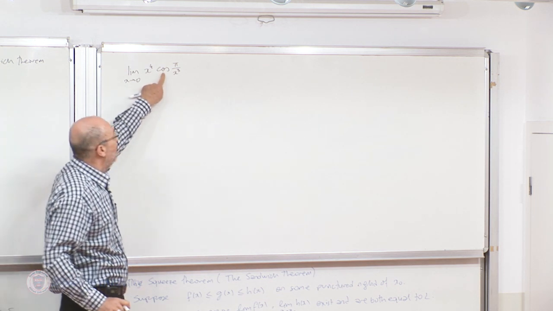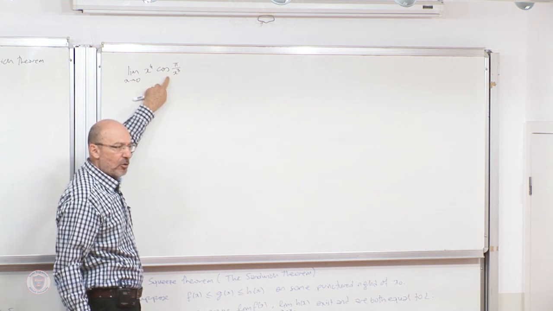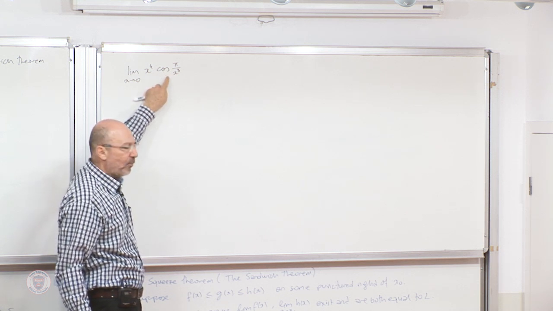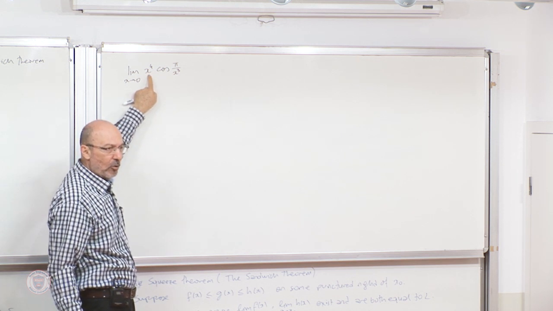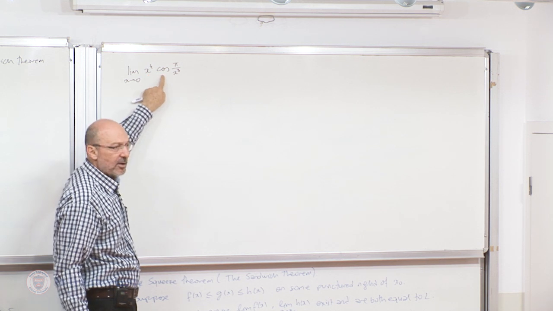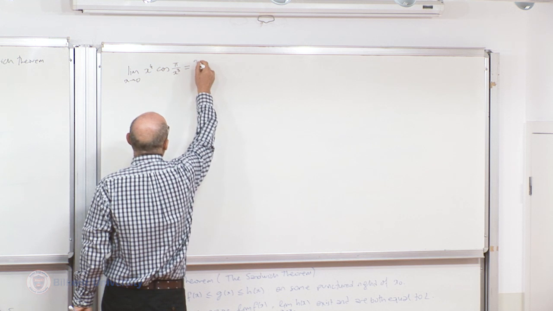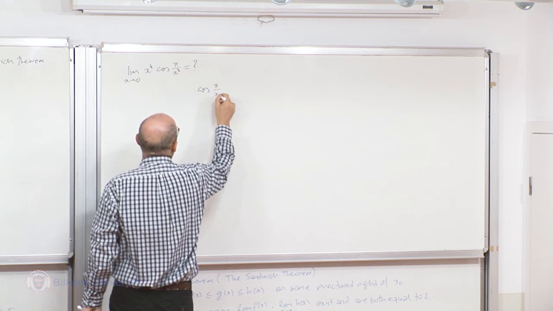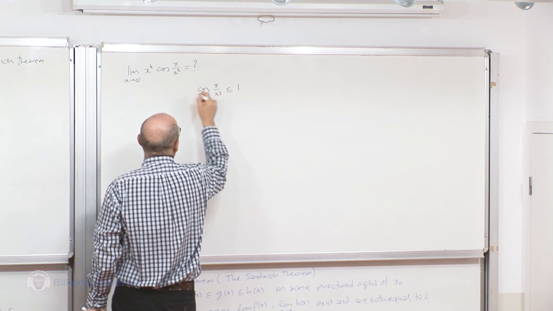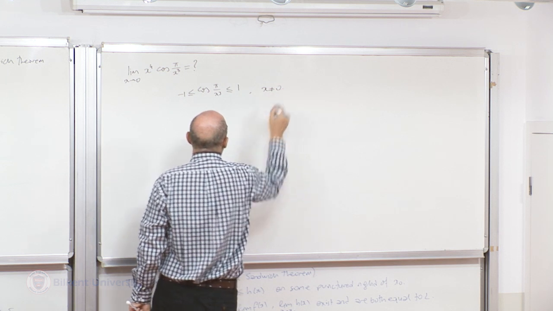So this part will never cause any problem in the limit, because it will always oscillate between -1 and +1. And it is hit by this guy who definitely goes to 0. So this guy will take this to 0 with it. Okay? So if this is the question, you also write cosine pi over x cubed is less than or equal to 1, larger than or equal to -1 when x is different than 0.